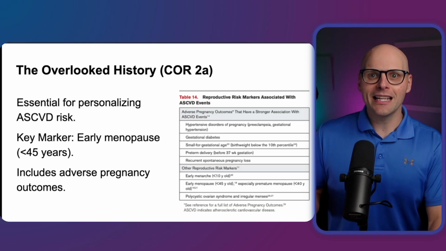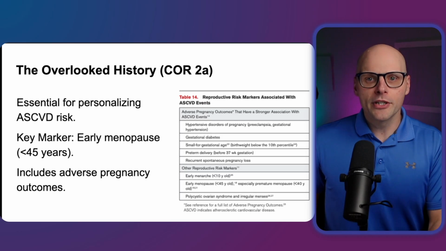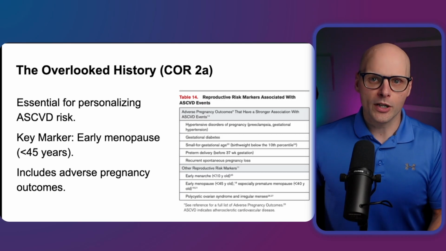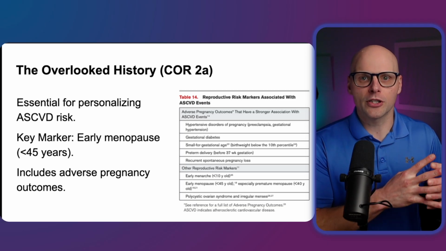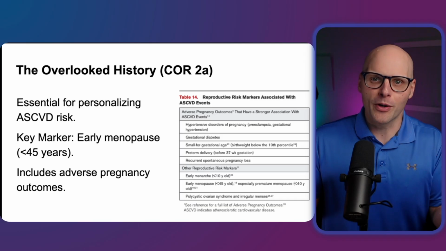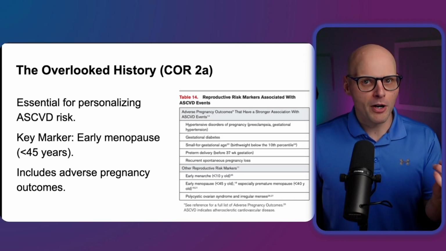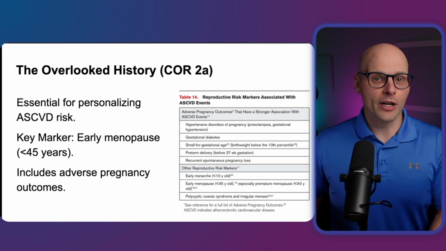Also gestational diabetes, small for gestational age, meaning birth weight below 10%, preterm deliveries before 37 weeks, recurrent spontaneous pregnancy loss, and also other reproductive risk markers, including early menarche, less than 10 years old, early menopause, which is less than 45, and especially premature menopause, which is less than 40, and also things like PCOS or irregular menses.